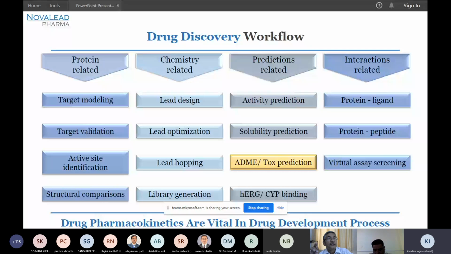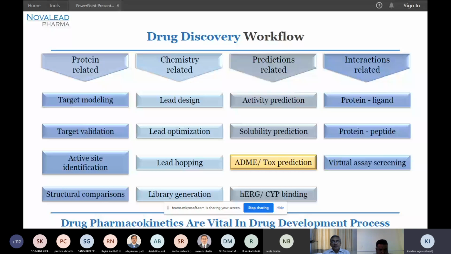Then there are prediction related activities. I overheard our previous speaker, Dr. Muramkar sir, talking about prediction. It could be AI-based prediction. It could also be molecular modeling based prediction in terms of activity. He was also talking about QSAR, which could be solubility based predictions or ADME tox predictions, then CYP binding and hERG predictions. There could be interactions related to protein ligand, protein peptide, and virtual screening assays. So in this presentation, I would be focusing more on ADME tox prediction.